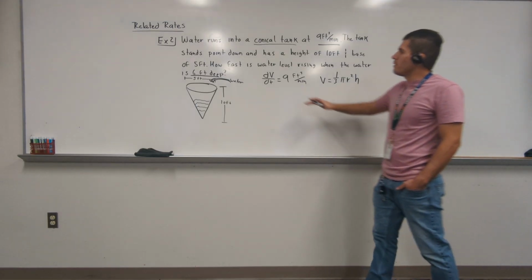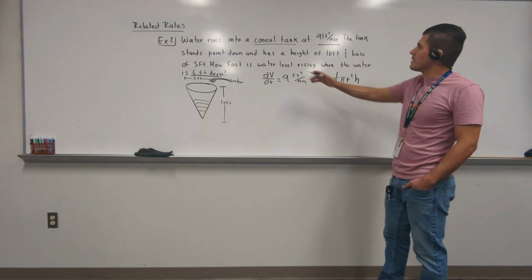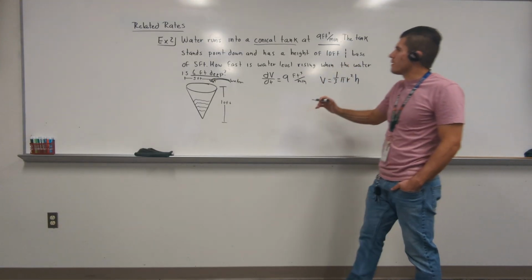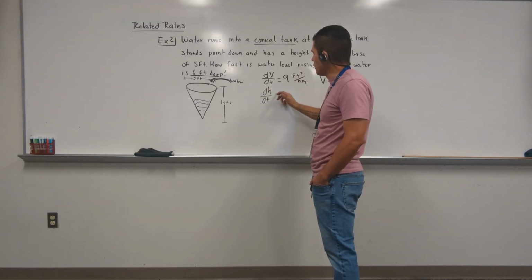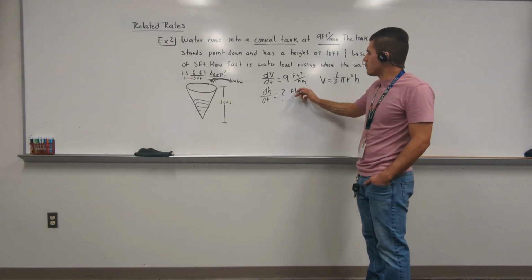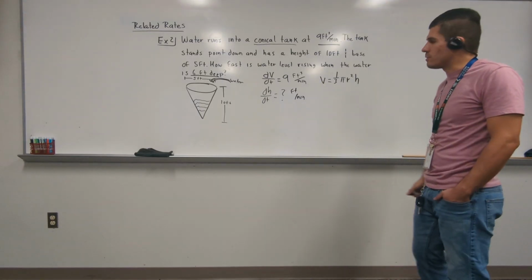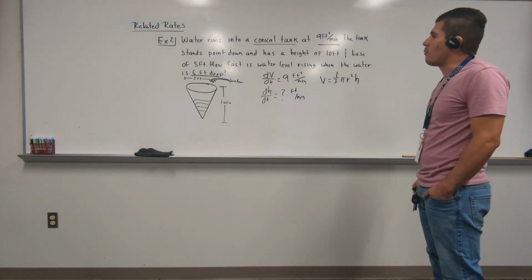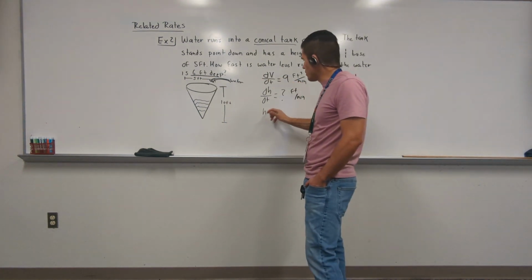However, I only know information about the change of the volume, and I'm being asked about how the water is rising. So that means I am looking for dH/dt. Now, the units for that should be feet per minute, because the height gets measured in feet and the unit of time that was used here was minutes. What I'm also looking at is that they're giving me that when h is 6 feet.